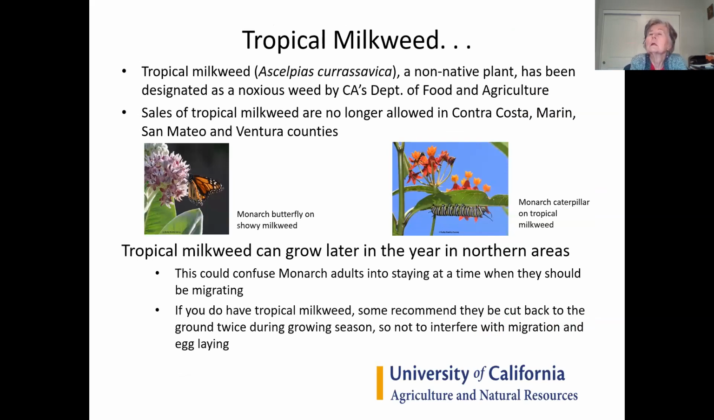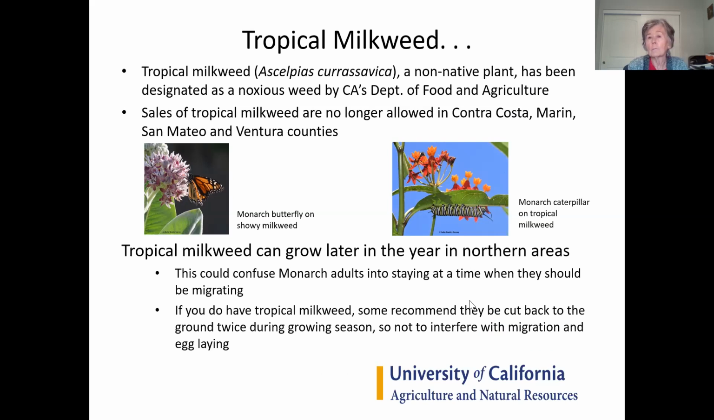Tropical milkweed, some of you may have heard of it, and there's a lot of controversy surrounding it. It is a non-native milkweed plant that has been designated as a noxious weed by California's Department of Food and Agriculture. Some counties have banned the sale of tropical milkweed in their nurseries.